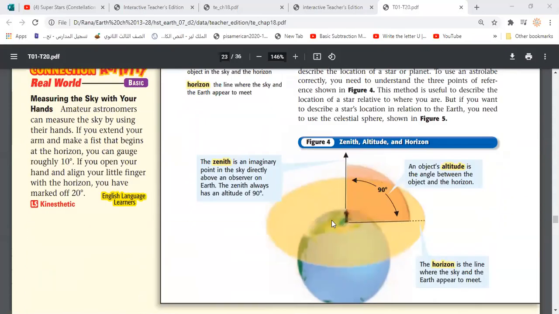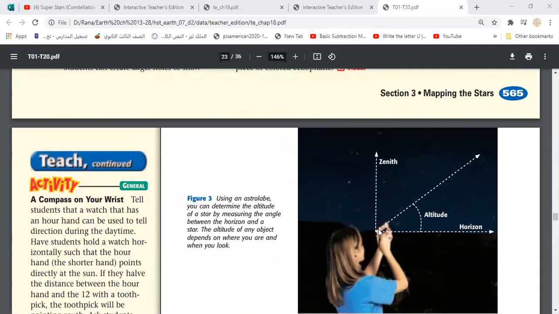Simply, if you are the observer and you are locating a certain star, you hold the astrolabe in your hand and look toward the star that you need to locate. By aiming the astrolabe, as you can see, in a straight line to the star that you need to locate, that will imaginarily create an angle between the zenith and the horizon.